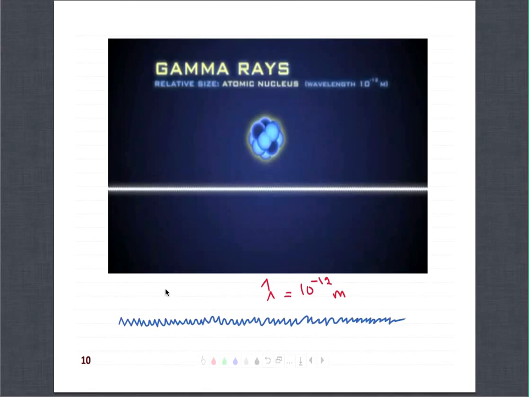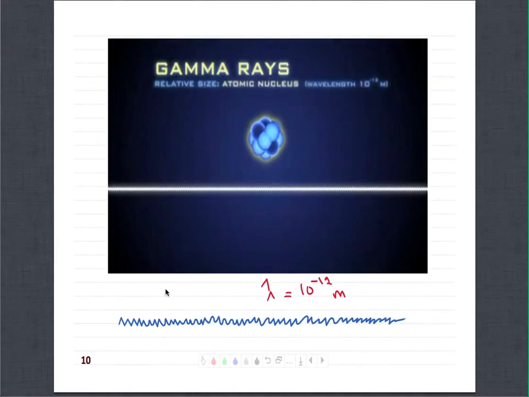First of all, it has a very small wavelength, and by wavelength I mean the distance between either two crests or two troughs. This is the wavelength. The wavelength of a gamma radiation, we call it lambda, is 10 to the minus 12 meters. So we're talking about 1 picometer. That wavelength is the same size as an atomic nucleus. Very short wavelengths, yet it is very powerful and very harmful for us as human beings. This is the gamma radiation.